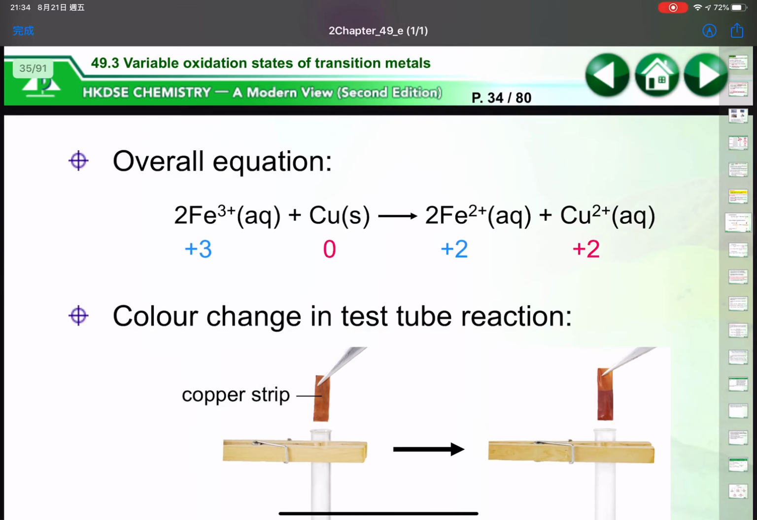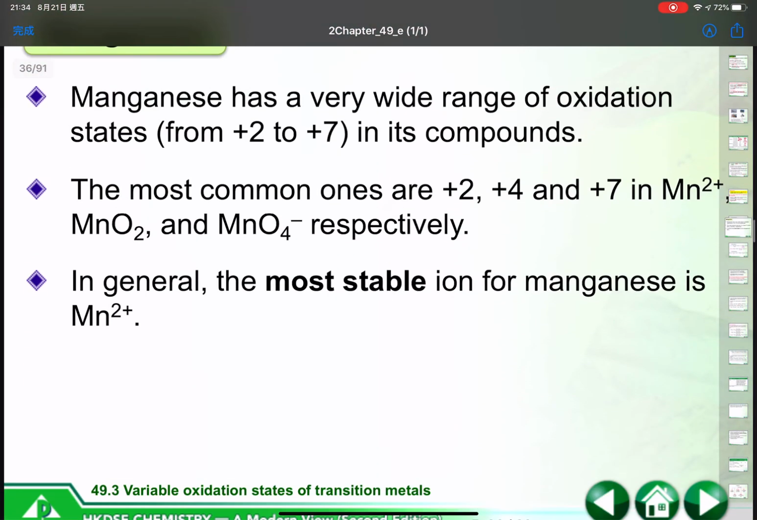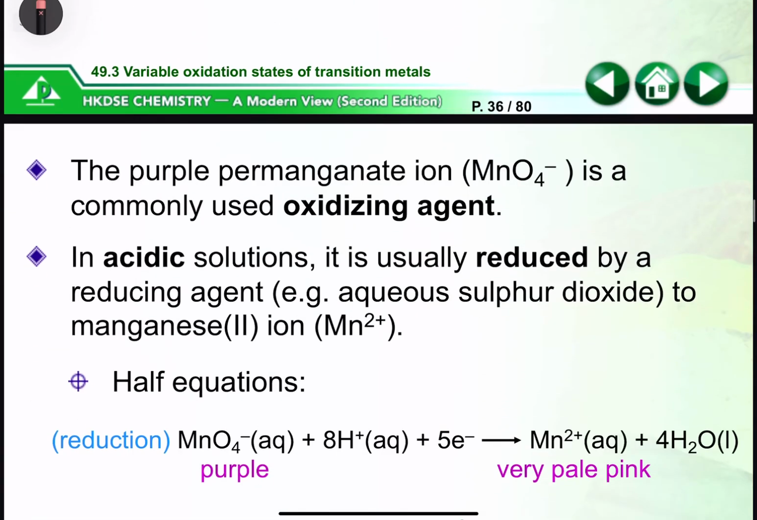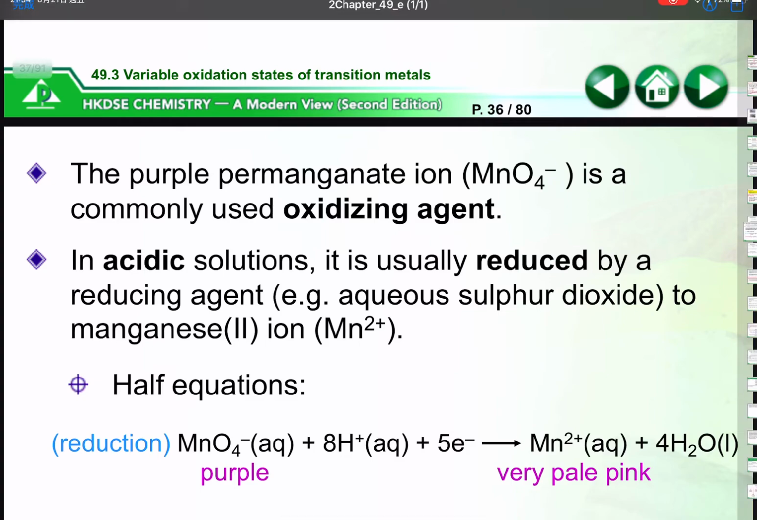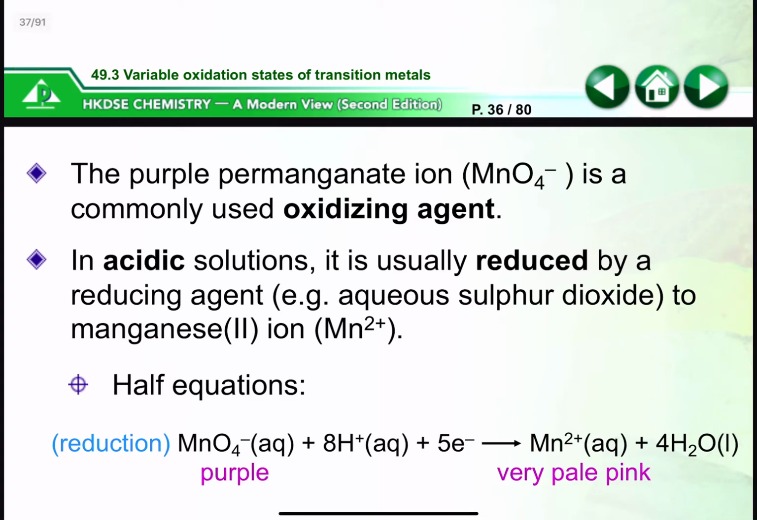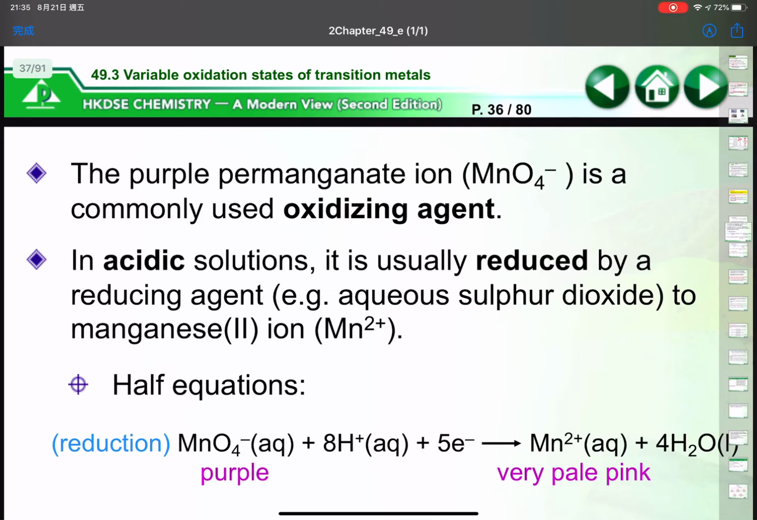So the overall equation will be like this. Manganese, you remember, permanganate is actually an oxidizing agent. Why? Because the oxidation state is positive 7. So permanganate is an oxidizing agent because of its high oxidation state. In acidic conditions, remember, it is usually reduced by the reducing agent.